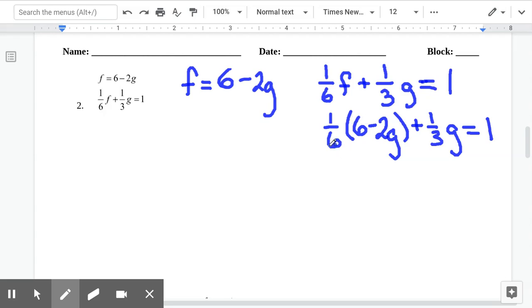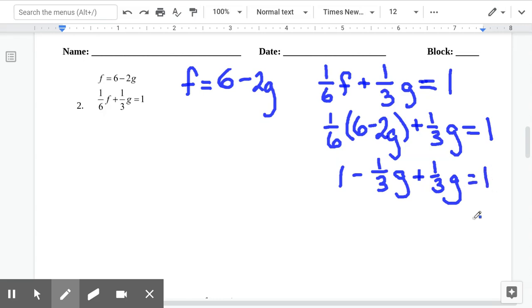When I distribute 1/6, 1/6 times 6 is going to be equal to 1. 1/6 times negative 2g, the 2 multiplies to the top of the fraction. That's going to give us a value of negative 2 over 6, which reduces to negative 1/3. So we have negative 1/3 g, but over here we have positive 1/3 g. So we will keep that, and then the equation is still equal to 1.